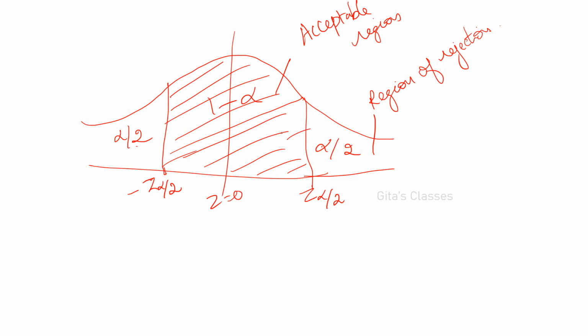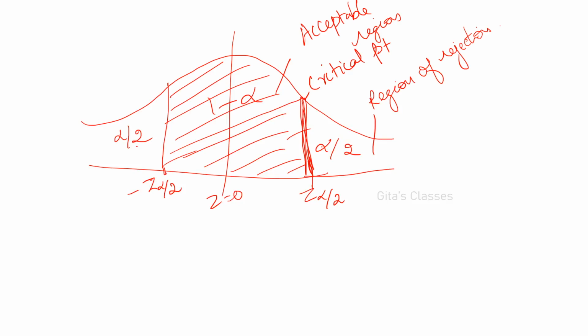This point is called the critical point, or this region is also called the critical region. This point divides the acceptance region and the region of rejection. For 99%, the corresponding z value gives the critical points.